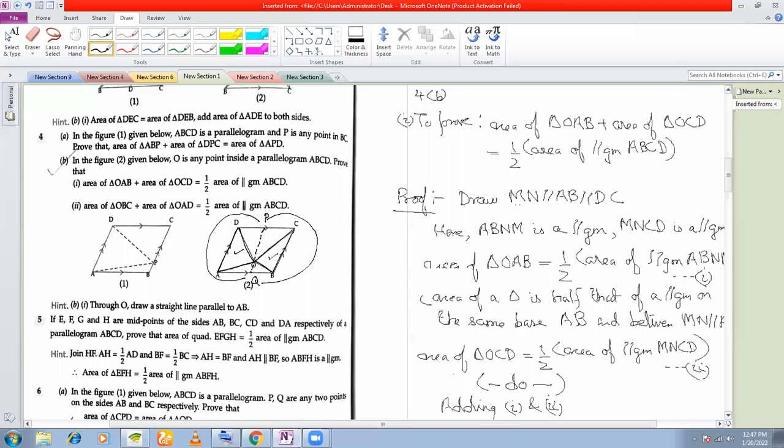And now if I add up both the areas, I'll get half the area of this parallelogram on the right hand side and the area of the parallelogram on the left hand side, which is equal to half the area of the entire parallelogram ABCD, right? So exactly similarly we can prove, isn't it? Did you understand what I said? Yes, sir. So let's finish this off.